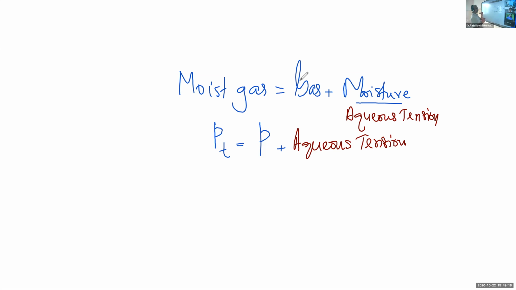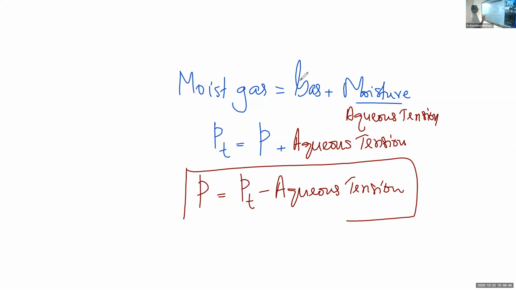So to get the pressure due to dry gas P, what you have to do? You have to subtract the aqueous tension from the pressure due to moist gas. From the pressure due to the moist gas PT, you have to subtract aqueous tension so that you will get the pressure due to dry gas. So we can apply Dalton's law of partial pressures in the case of moist gas.